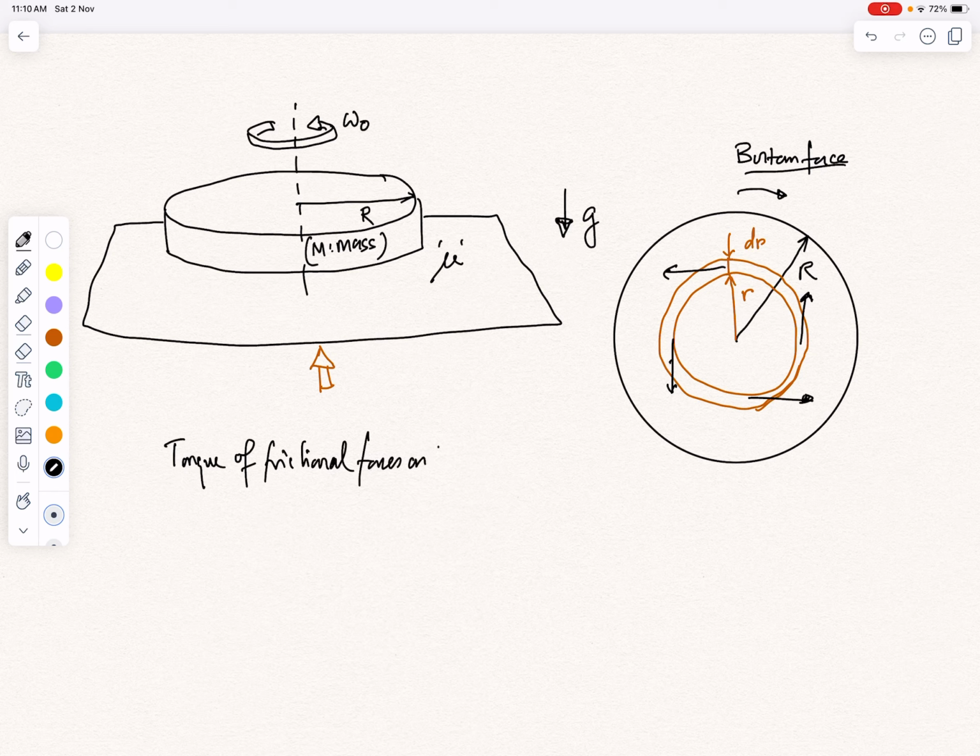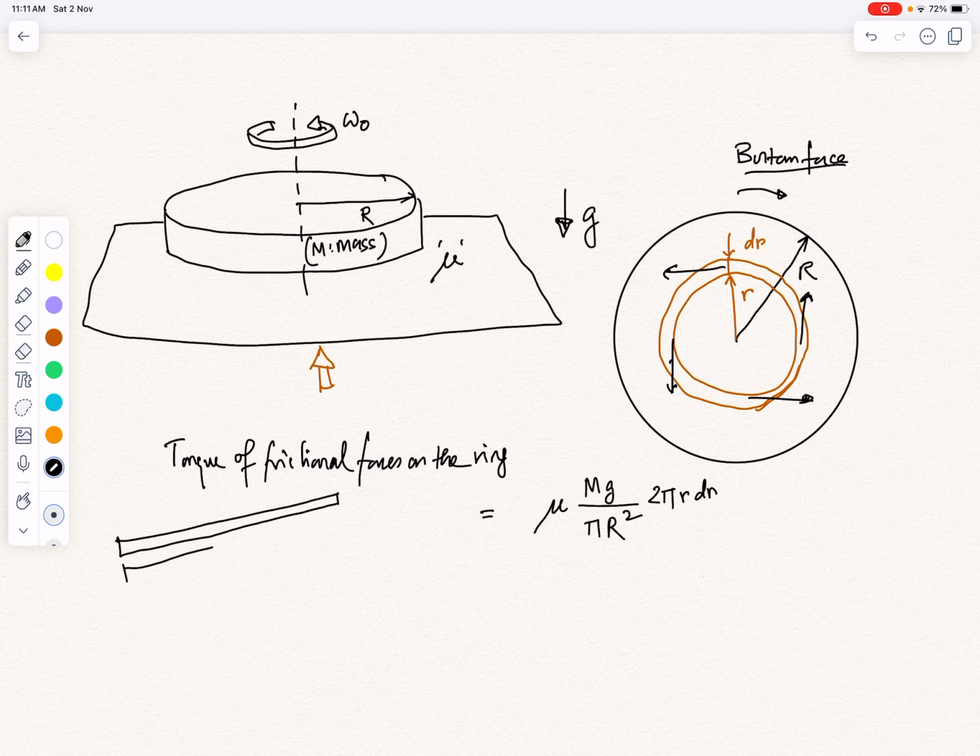Okay, so the torque of frictional forces on the ring is equal to, torque is, so the force will be mu mg by pi R square. This is the pressure, that means the force per unit area on the face of the disk, multiplied by area of the ring, which will be 2 pi r dr. That's quite obvious, because if you open up the ring, this will be 2 pi r, and this will be dr. So 2 pi r dr is fine. So this is actually the force.